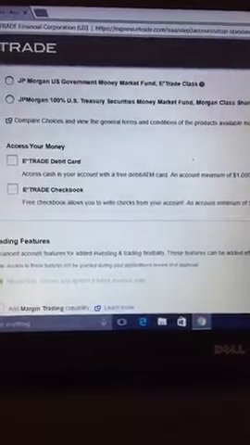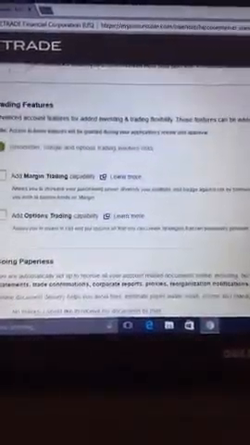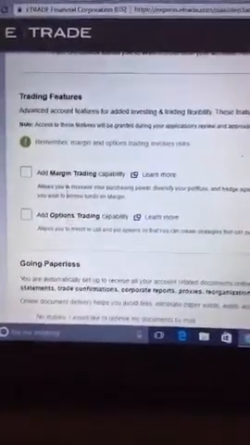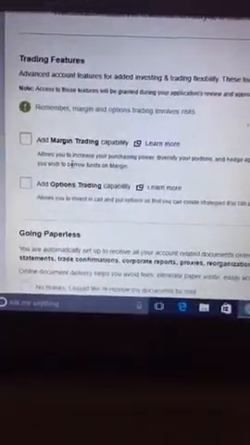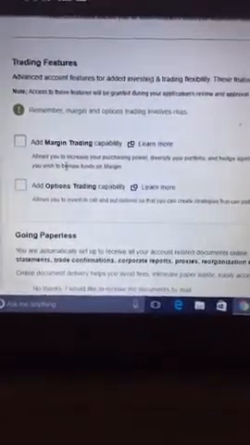So for this, I'm going to just do this. Access cash in your account with a fee. I don't want to do that. Trading features. Okay, margin and options. Most people that are new to investing don't have to worry about that because it'll probably confuse you.